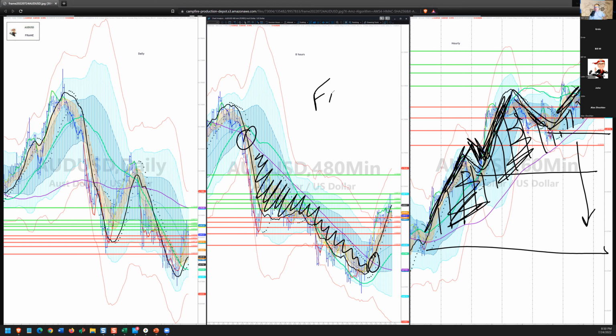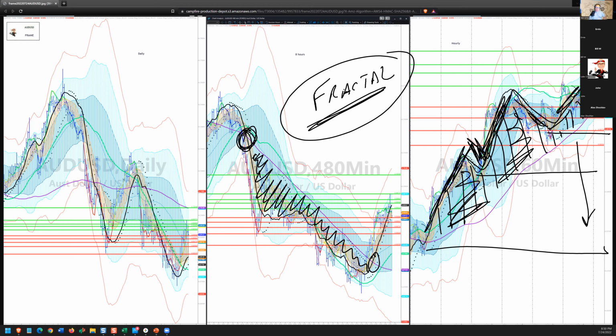That is a fractal. When you see that kind of relationship in multiple time frames, you now know that there's something like a natural or normal relationship between the fast, in this case the 30, and the 270, the slow, and that turning point is decisive.